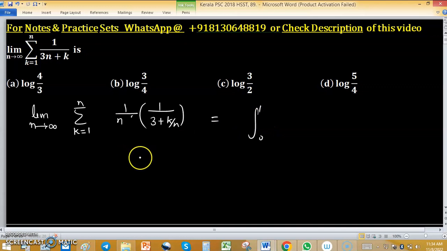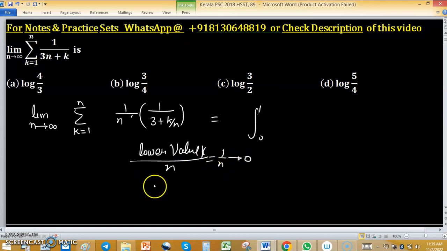How could I find the lower limit? The lower value of k upon n means 1 upon n, and 1 upon n is going to 0, and the upper value of the summation, n upon n, means 1. So from 0 to 1, replace 1 upon n as dx and k over n as x.